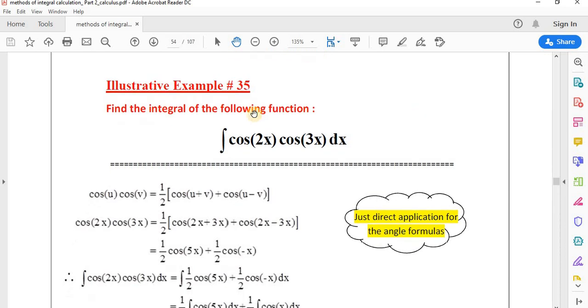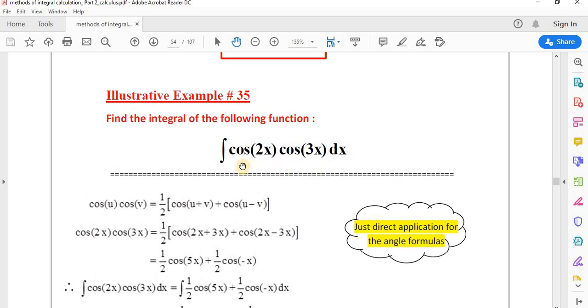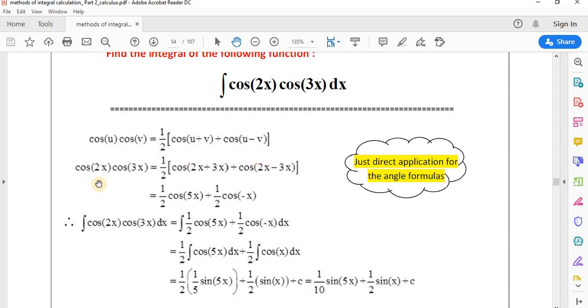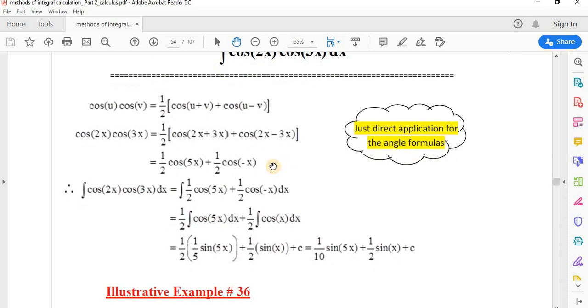Let's see some examples. Find the integral of the following function: integral of cosine 2x multiply cosine 3x dx. As we notice here, it is cosine multiply cosine. So we will use this formula, cosine u multiply cosine v. After putting in the angles, it will be cosine 2x multiply cosine 3x. It's just direct application of the angle formula. After applying the angle formula, we will get this result.